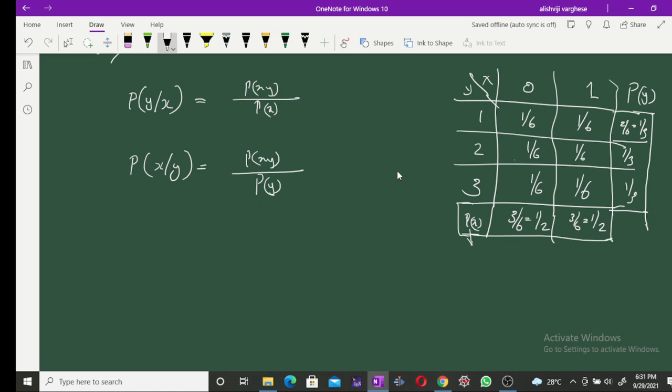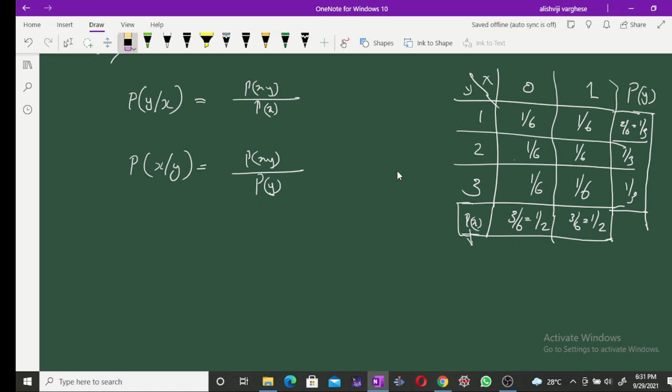In the case of a continuous random variable, instead of summing with respect to x or y, we just integrate with respect to x or y. If you are looking for p of x, then we integrate p of xy with respect to y, dy, and we get a function of x alone, and that's the marginal distribution of x. So that's the concept of marginal distribution.